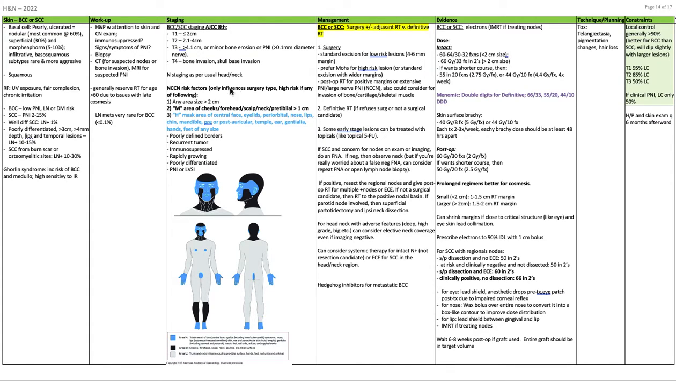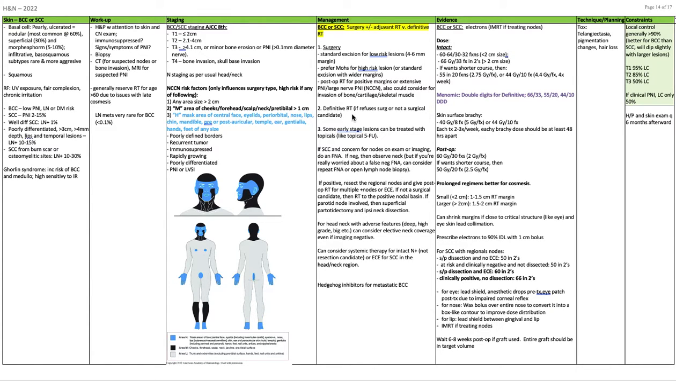Surgery, standard excision for these low risk lesions, 4 to 6 millimeter margin is required. You prefer a Mohs surgery for high risk lesions or standard excision with wider margins. Post-op radiation for positive margins or extensive perineural invasion or large nerve perineural invasion. You could also consider it for invasion of bone, cartilage, or skeletal muscle.